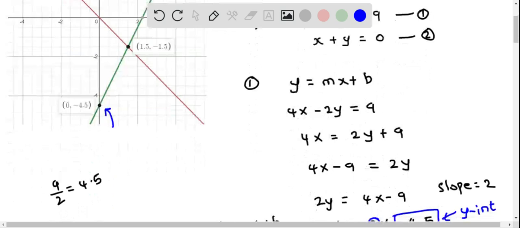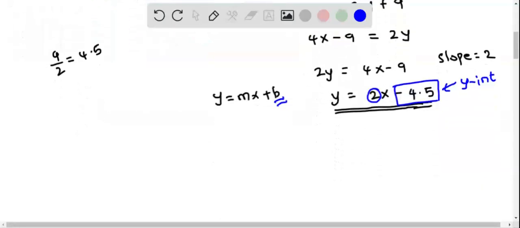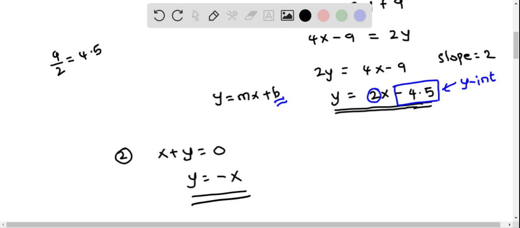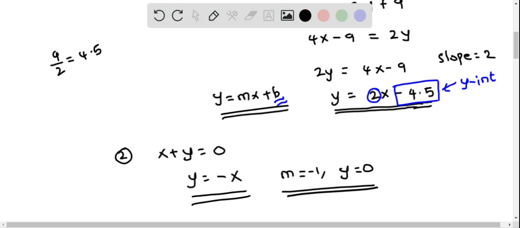Now let's graph the second equation. So let's consider the second equation. This is x plus y equal to 0. So I have y equals, I can subtract x from both sides. When I do that, I get y equal to negative x. And this is in the form of y equal to mx plus b, where m equals negative 1 and the y-intercept is 0. So using this information, we can graph.